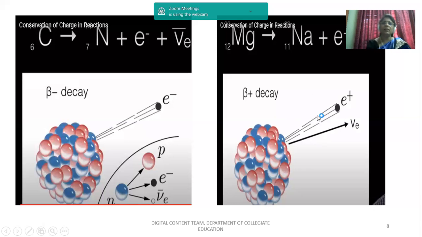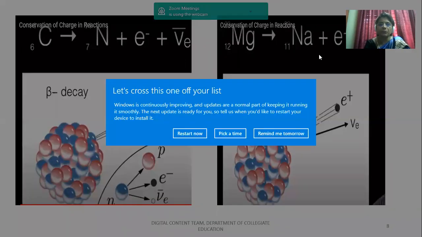And here again, if you consider the total charge on the reactant side, it is 12, and the total charge on the product side is 11 plus, with respect to the positron, plus 1. So again, on the product side also it is 12, and that confirms the law of conservation of charge in this particular process also, this particular reaction also.